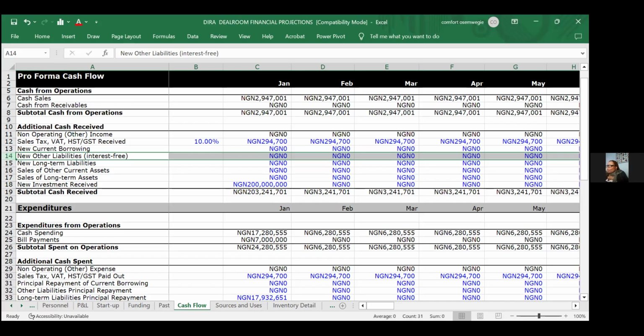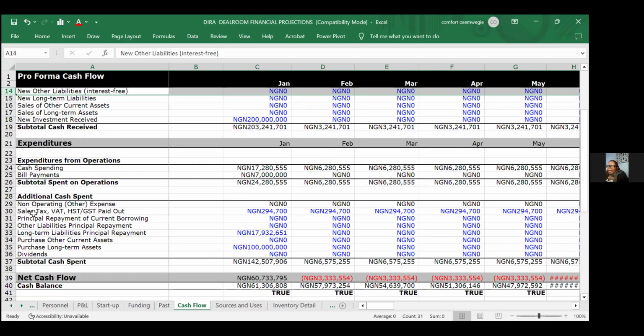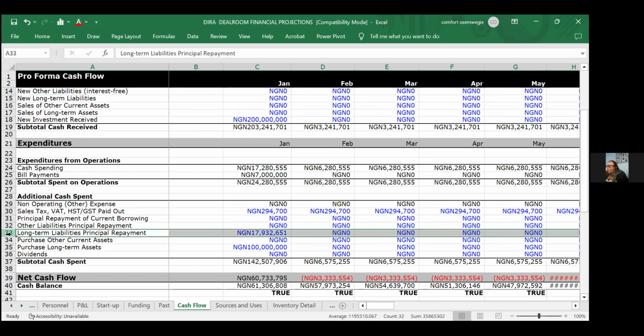So these are monies that are coming in. And then there is under it additional cash spent under long-term 33, long-term liabilities principal repayment. You have to repay the principal, but cash flow, the assumption from page 1, sheet 1 has assumed your interest rate on this particular long-term repayment that you have to make. I hope I'm not confusing anybody.